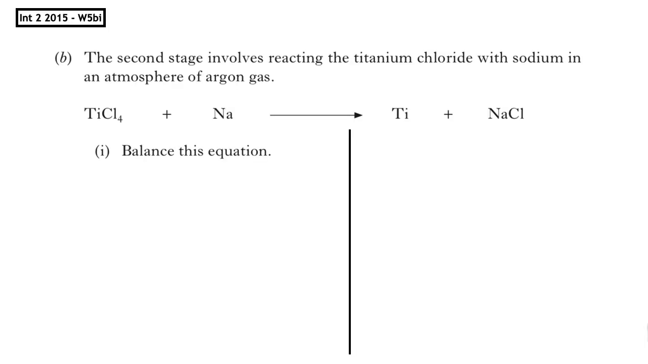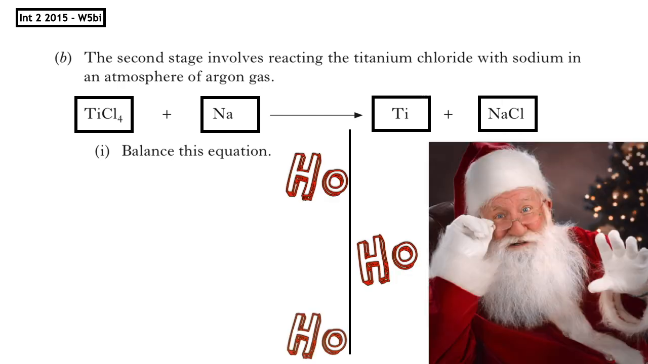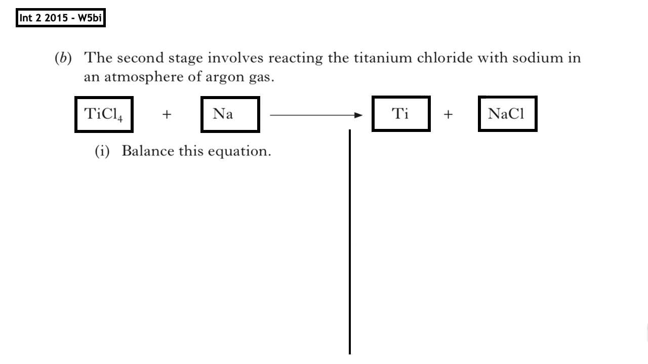This first past paper question is from the Intermediate 2 2015 past paper, written 5B Part 1. The second stage involves reacting the titanium chloride with sodium in an atmosphere of argon gas. Balance this equation. The first step, we want to put boxes around each of the entities given in the balanced equation. Remember, Santa says ho ho ho. So we do all elements, then hydrogen and oxygen last.